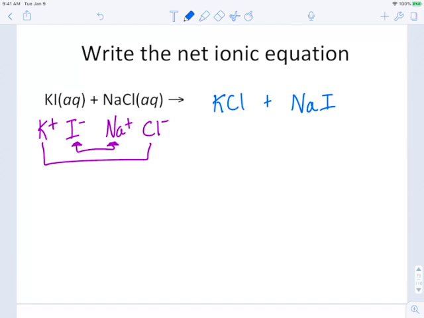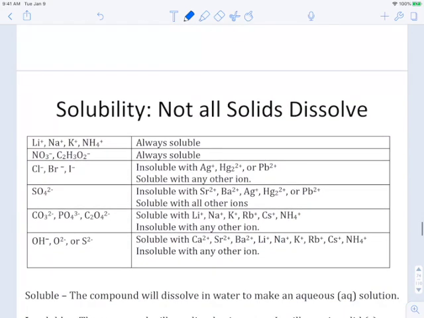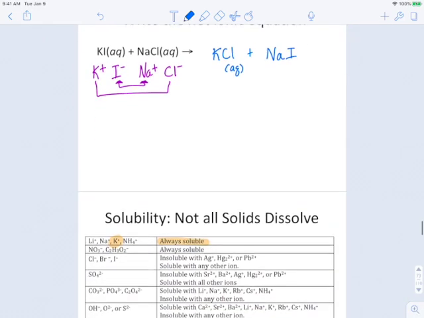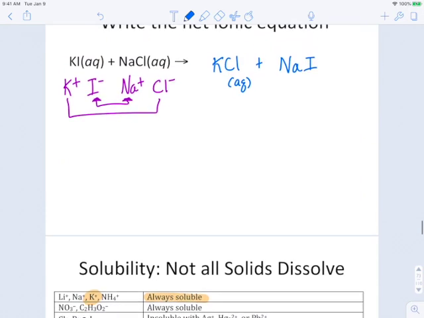I'm going to look at the KCl first. And I'm going to go ahead and look at the potassium. I don't really need the chloride. It'll tell me the same thing. And it says anything with potassium is always soluble. So I'm going to go ahead and write an AQ here. So I'm going to shrink that a little bit. Any questions on why I said that the KCl is aqueous?